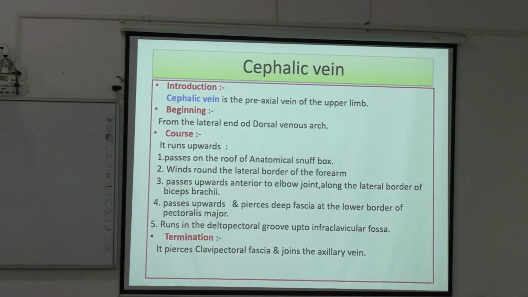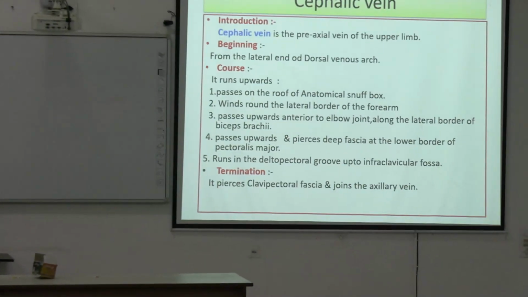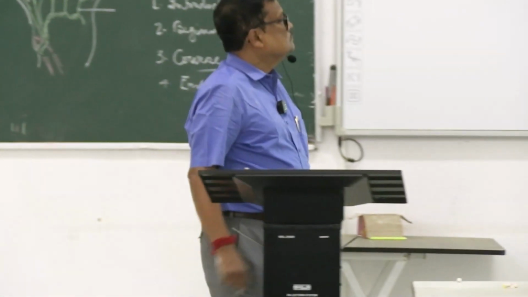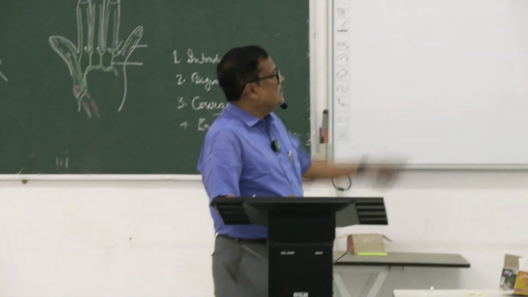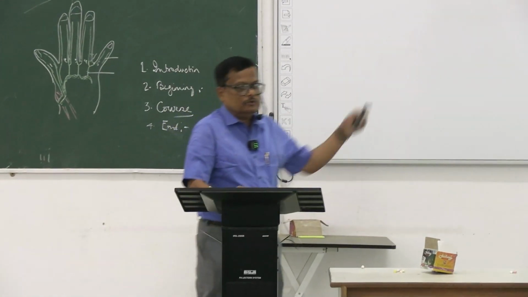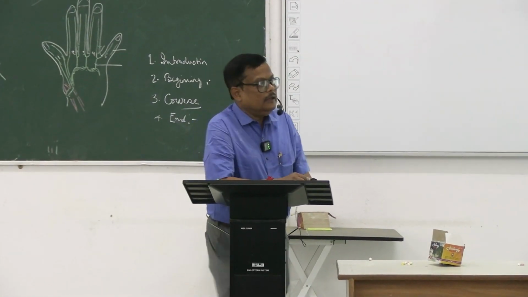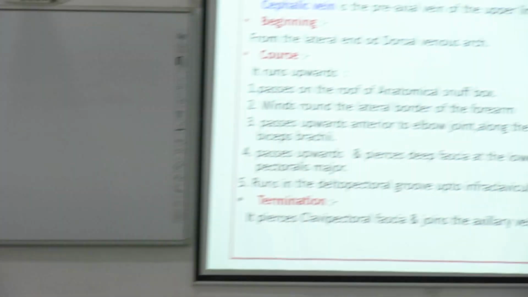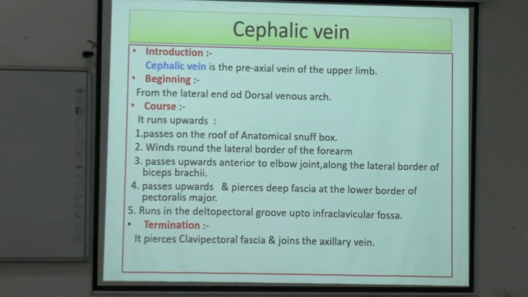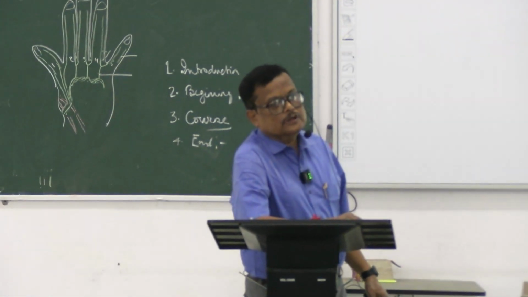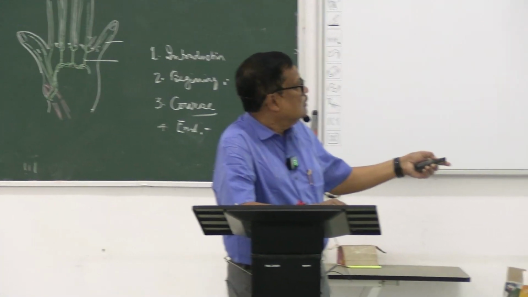Basilic vein, I will go quickly. Where you write the beginning, at the roof of the anatomical snuffbox, that was not written. In the beginning, write: from the lateral end of the dorsal venous arch, joining with the three veins I mentioned, at the anatomical snuffbox. I just gave the idea; write point-wise like this, then you will carry good marks.